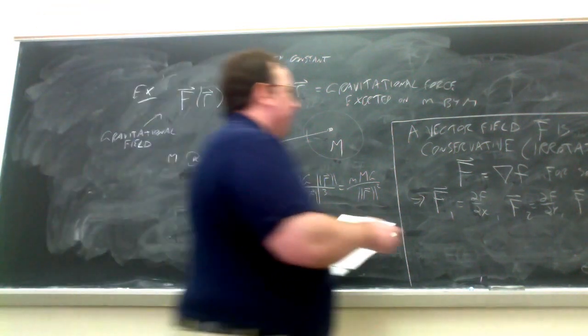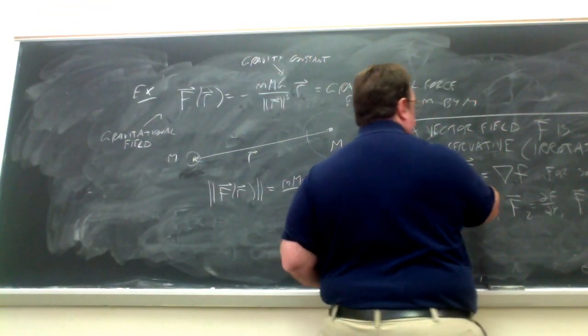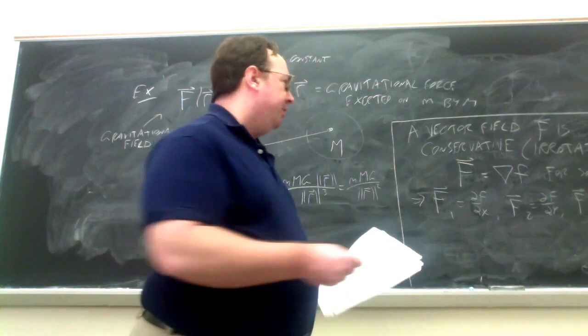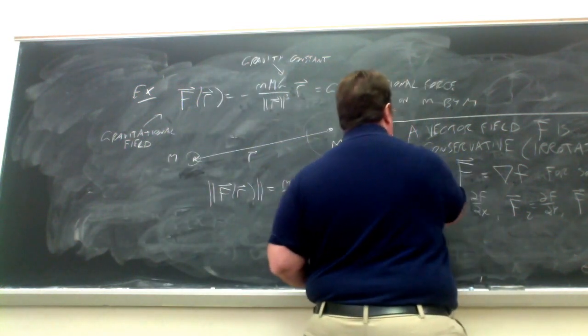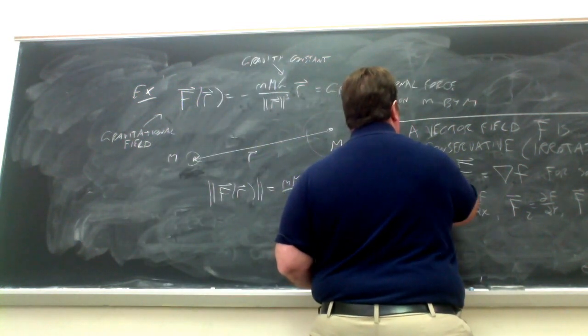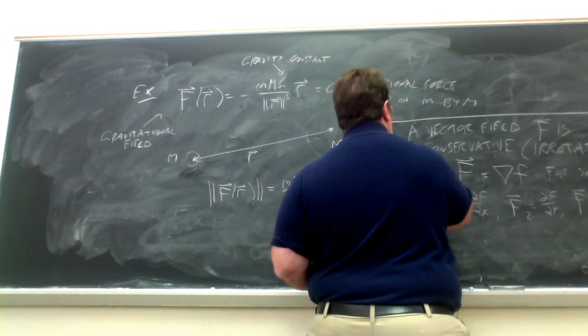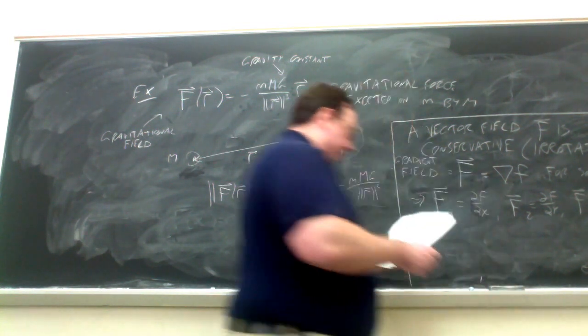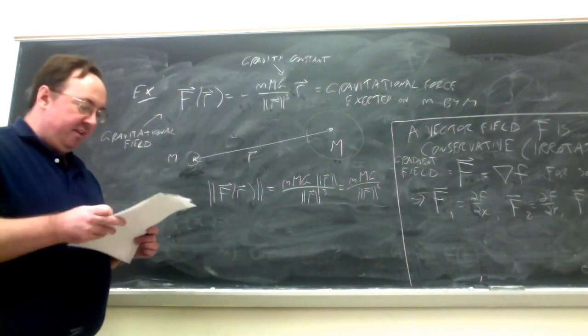And another term for big F, we can call it a conservative vector field or irrotational vector field, also known as a gradient field, just because it is a gradient of some function. Okay.